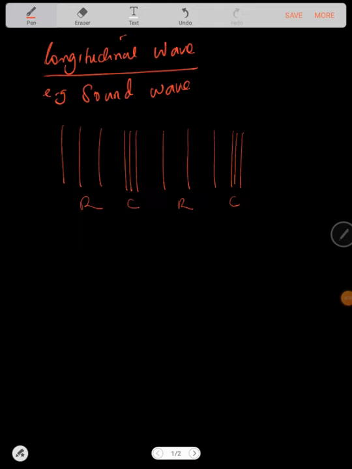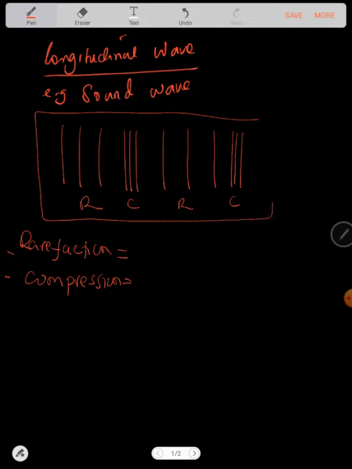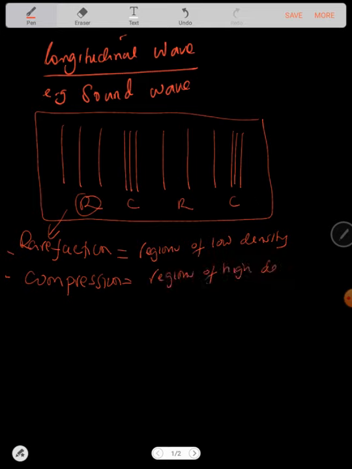A longitudinal wave has two parts. That is the rarefaction part, the rarefaction, and the compression. This is the general structure of a sound wave or any longitudinal wave. We have C, we have R as here, which means rarefaction. These are regions of low density. Or compressions are regions of high density. That's all.